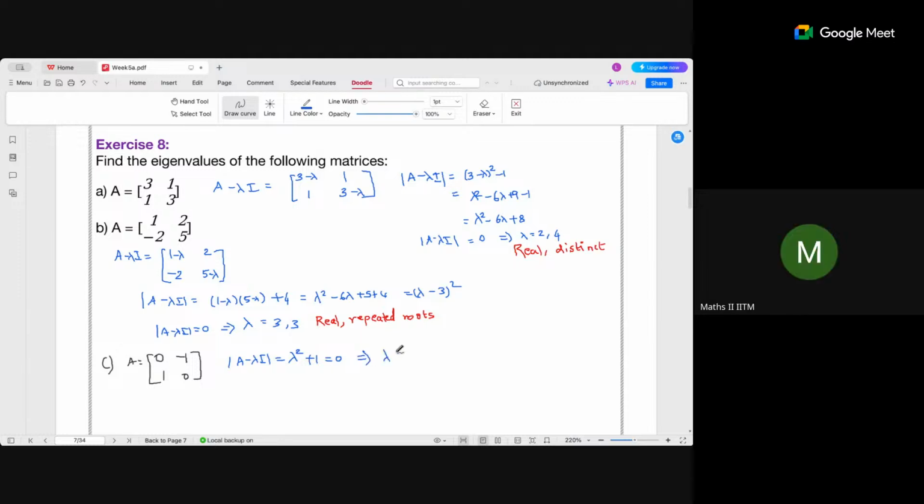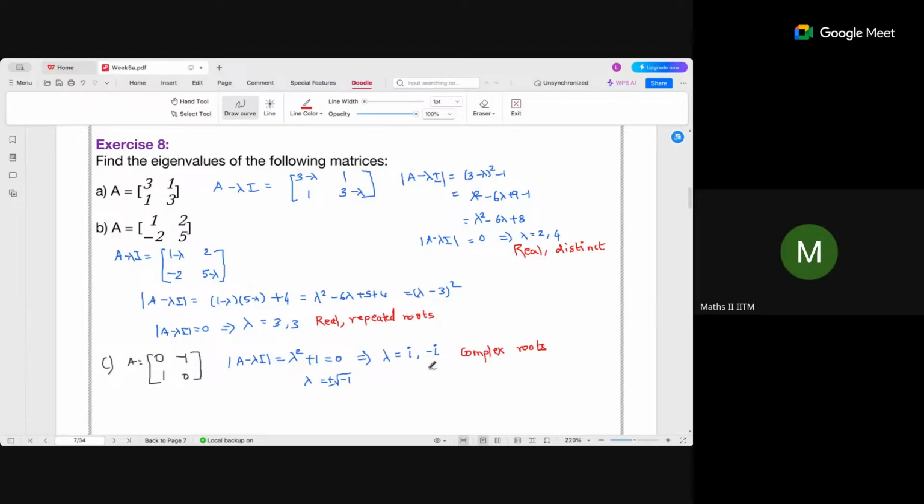So lambda is plus or minus 1? Are you sure? No, sorry. Lambda squared equals minus 1, so lambda is plus or minus square root of minus 1. So lambda is either i or minus i. So in this case, we have complex roots.